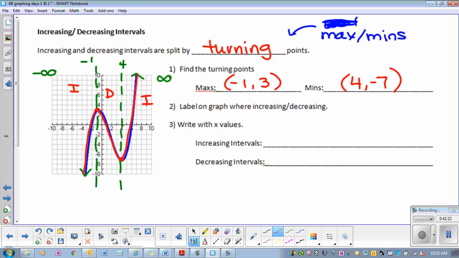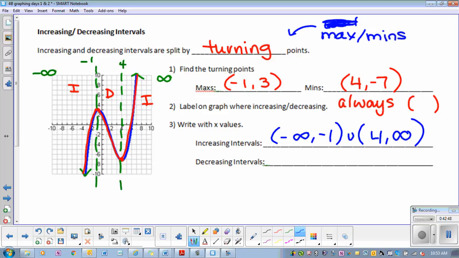Okay? And remember, with increasing and decreasing intervals, we always use parentheses, and we always use U's to join our intervals together, right? So let's make a little note for ourselves. Always parentheses. All right, increasing. And then from 4 to infinity. All I'm doing is just copying those intervals, right? Decreasing is only between negative 1 to 4, right?